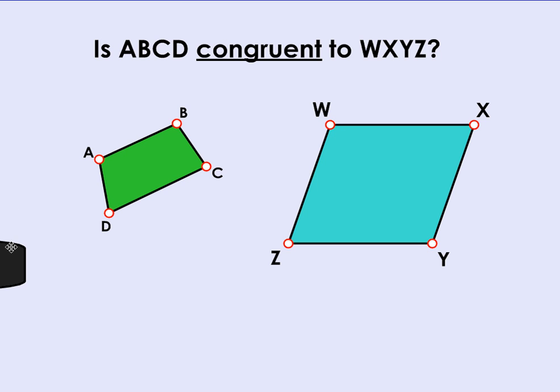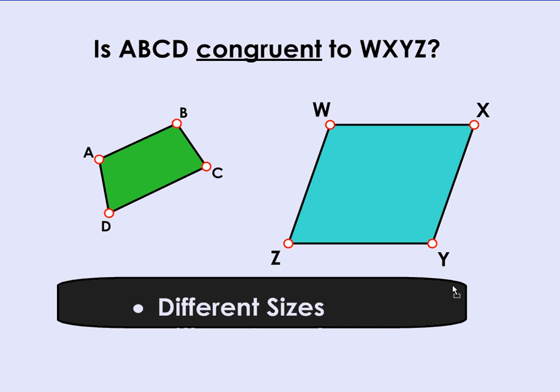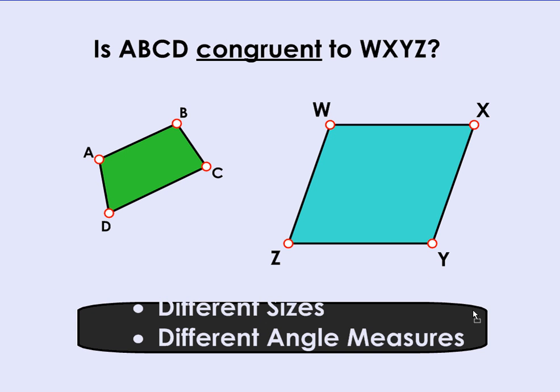If I were to ask you why they do not seem to be congruent, we might start by saying that, well, they first appear to be different sizes. ABCD appears to be much smaller than WXYZ. If we think a little bit more about what it means to be different sizes, that brings us to saying that they appear to have different angle measures.